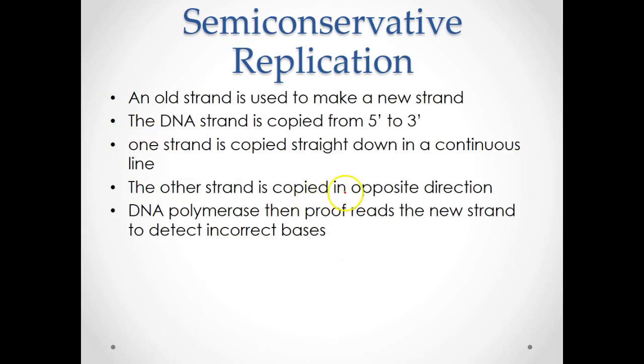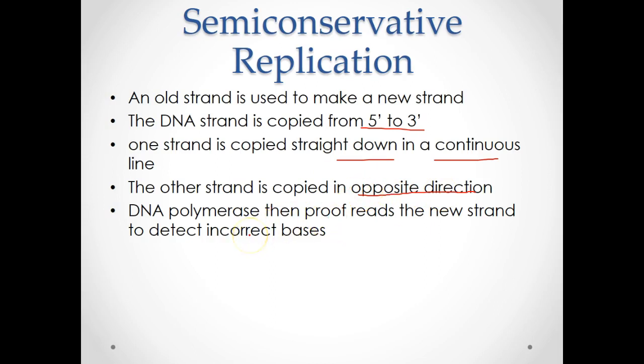An old strand is used to make a new strand. We got that, right? That's semi-conservative replication. We're going to use an old strand, that is the template strand. We're going to make the new strand from that template strand. The DNA strand is copied from 5' to 3'. We said that always happens. One strand is copied straight down in a continuous line. That is called the leading strand. The other strand is copied in the opposite direction, and that one will be made in fragments called Okazaki fragments. And we'll see pictures of that in a minute.